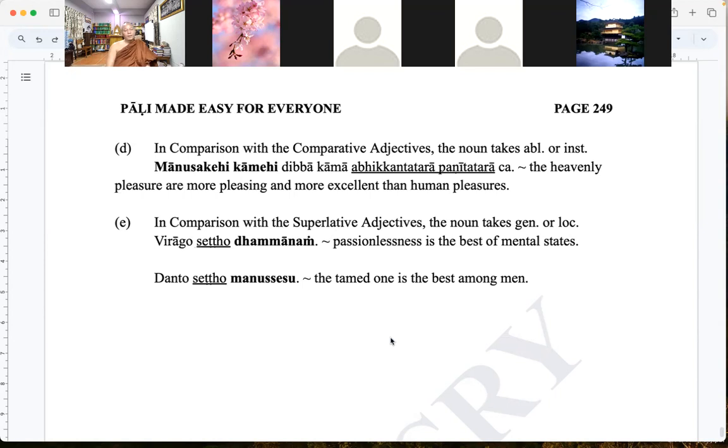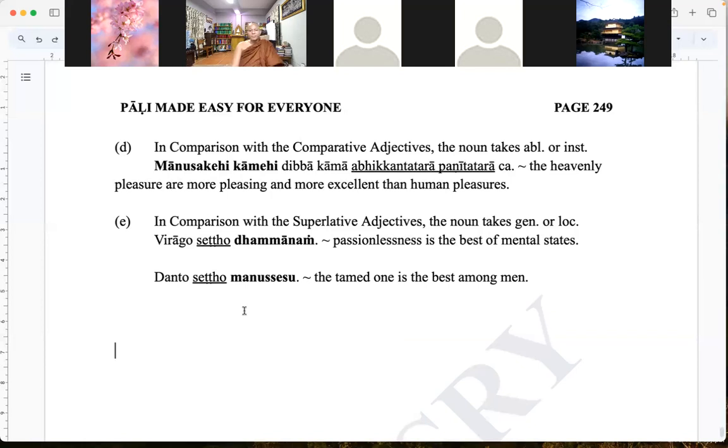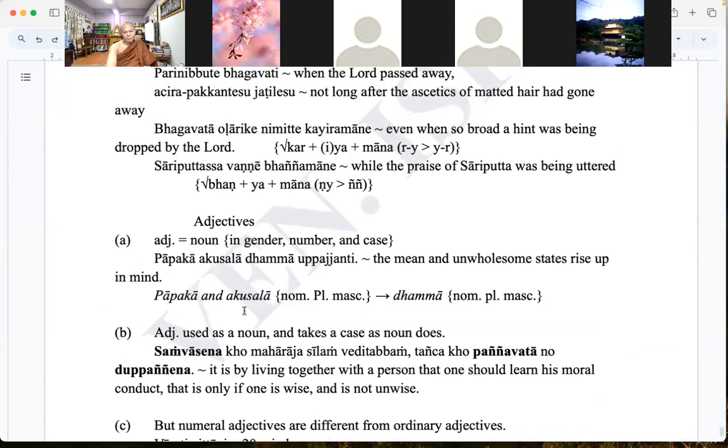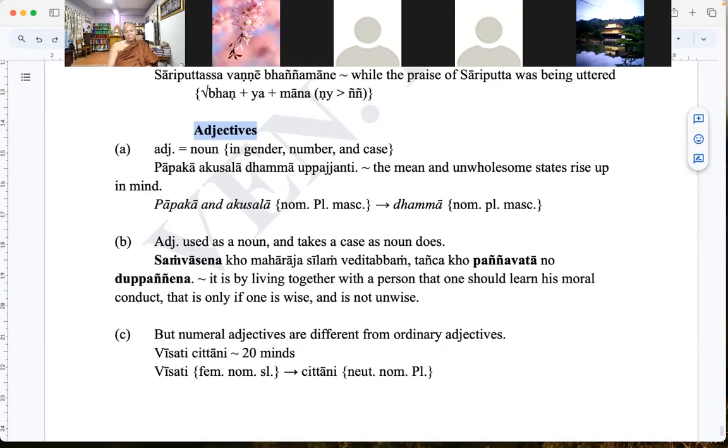Okay. If no more question, let me stop here by saying something. Yes, Bante, excuse me, Bante. For the adjective of the B items, when the adjective is used as a noun. For the first phrase of the example, could Bante please analyze the function of the words Maharaja, silang and veditappang, Bante? We have not yet understood that one.